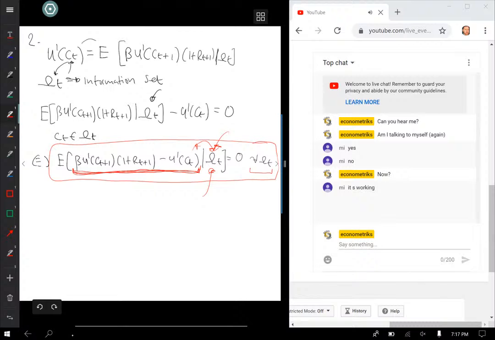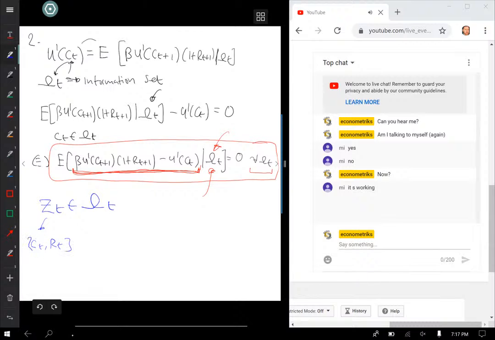Again, that may or may not hold, but that was part 1. Part 2 was then to show that if we've got some subset information, say zt, that belongs to the whole information set. This, for example, could just be past consumption and interest rates.